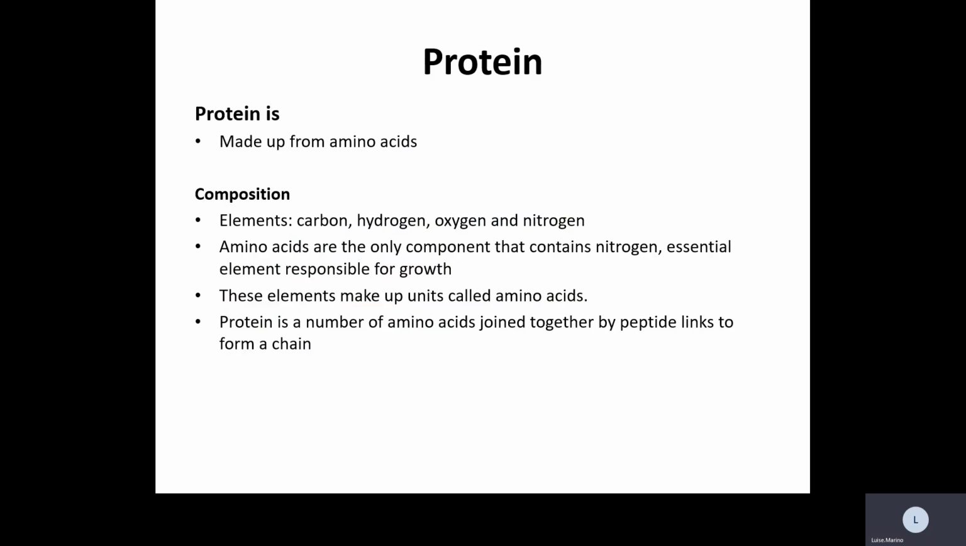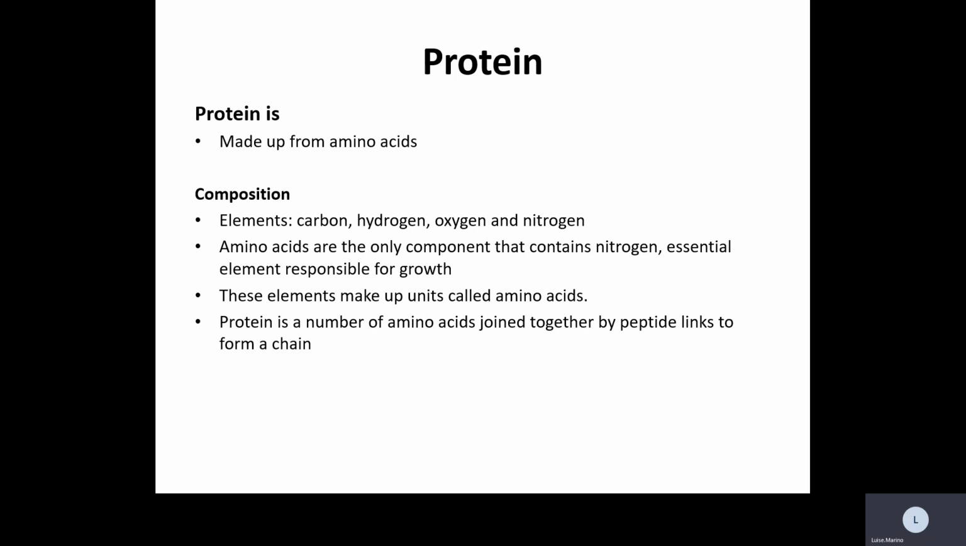So protein is made up from amino acids. So you've got carbon, hydrogen, oxygen, and nitrogen. So it's really important to understand that amino acids are the only component that contain nitrogen, and that's essential for growth. So if you think about fertilizer, fertilizers are nitrogen containing, and they're put on crops or grass to make it grow. So it's the same as amino acids.